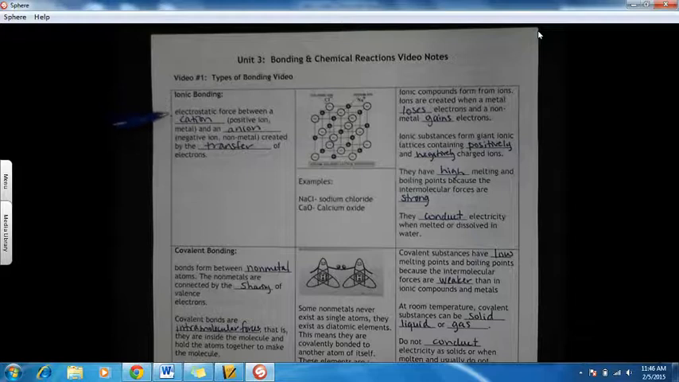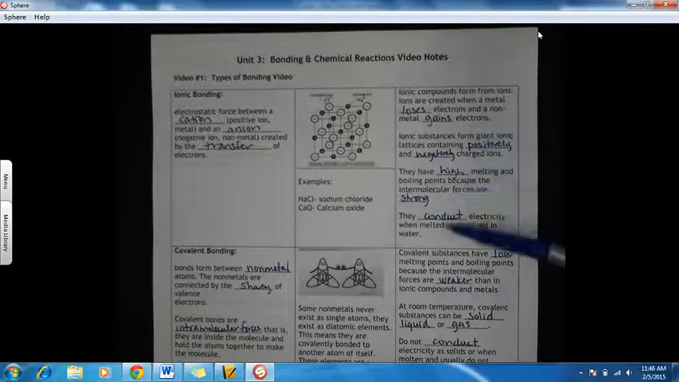Ionic bonding is the electrostatic force between a cation, which is a positively charged metal ion, and an anion, which is a negatively charged nonmetal ion. And this is created by the transfer of electrons. So the metal transfers its electrons to the nonmetal. Ionic compounds form from ions, and the ions are created when the metal loses the electrons and the nonmetal gains them.